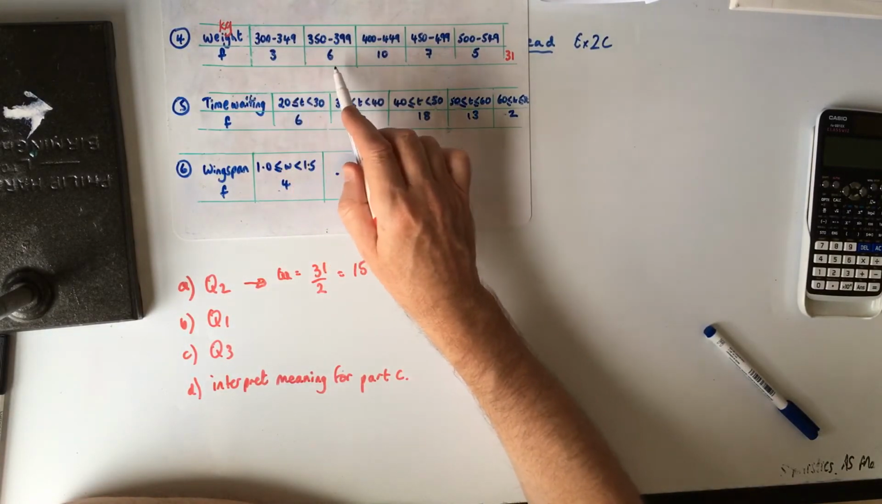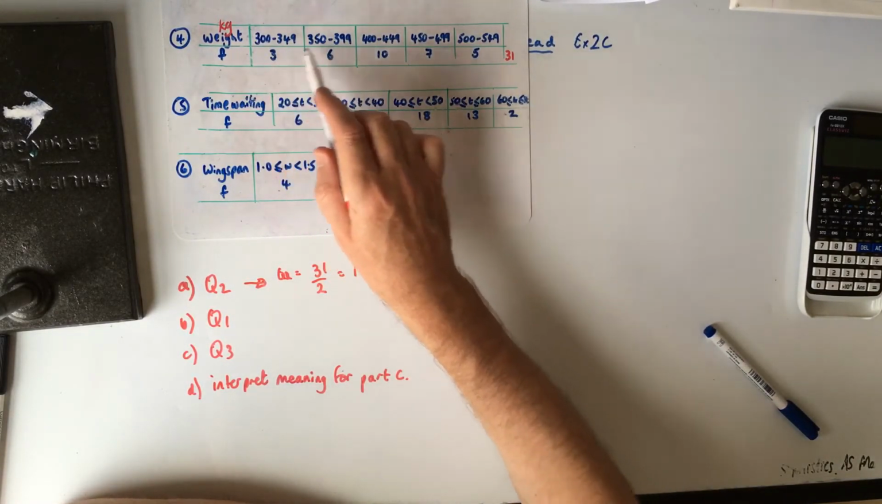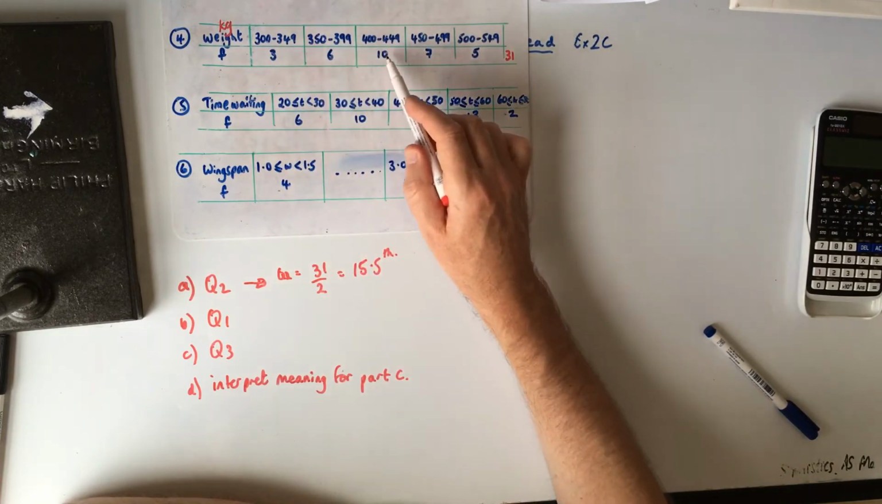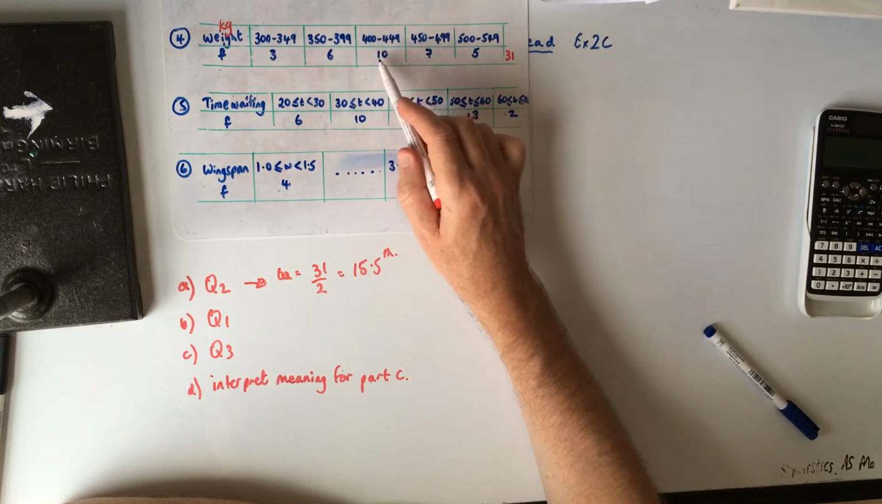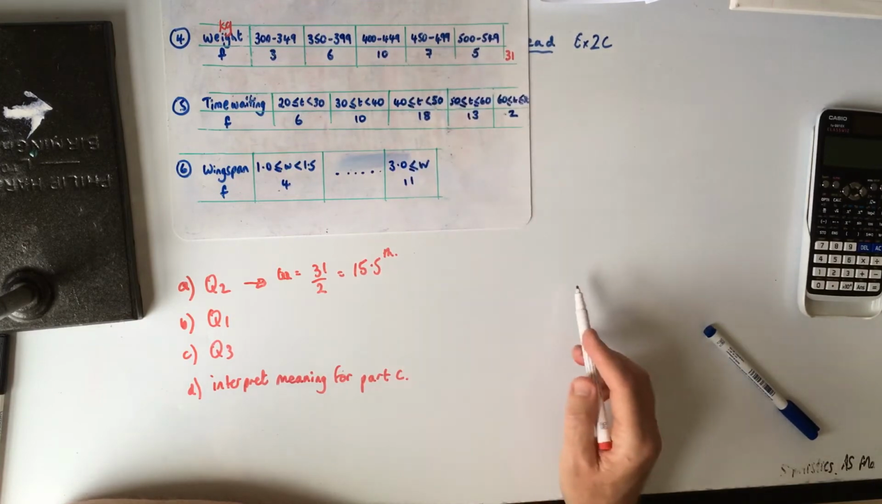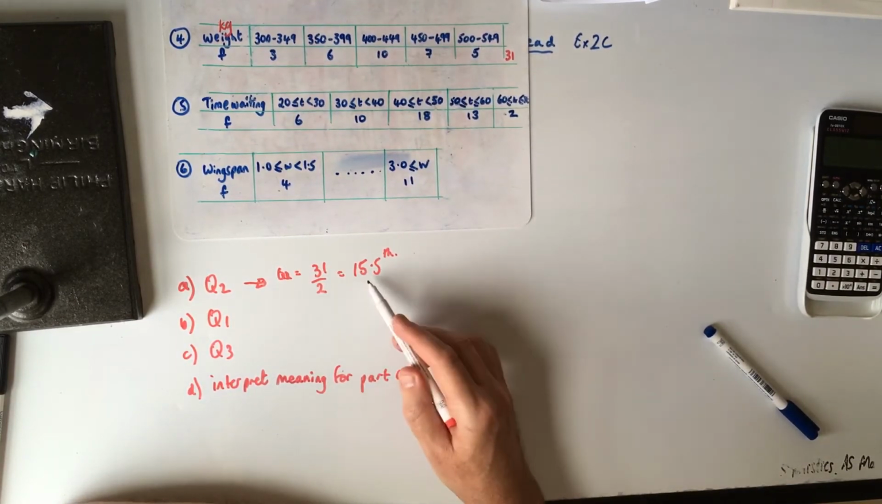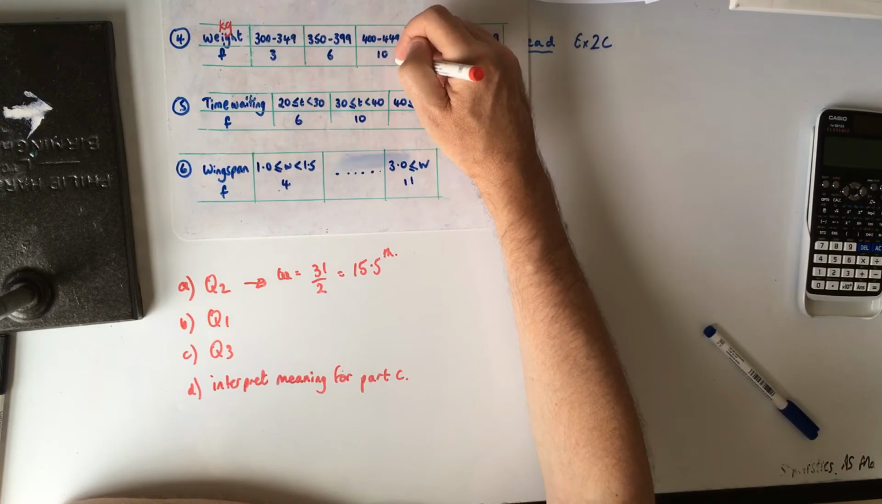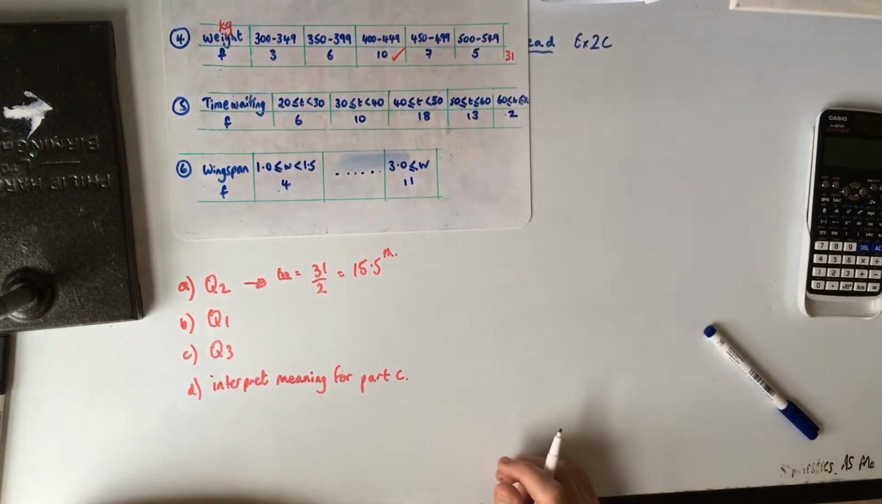First 3 are there, cumulative. 6 makes 9. The first 9 are there. The next 10 are in that. That takes us past them, up to the 19th, and we want the 15th. So the 15.5th is in this group that we want.